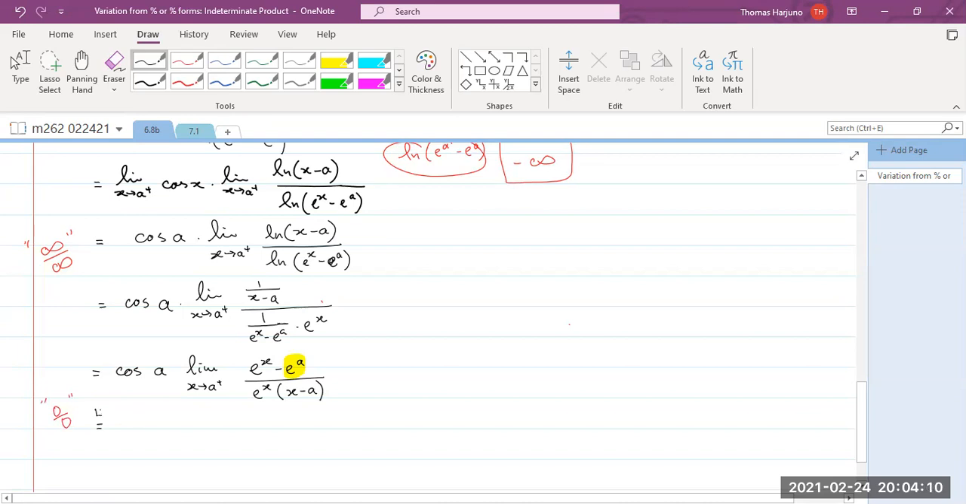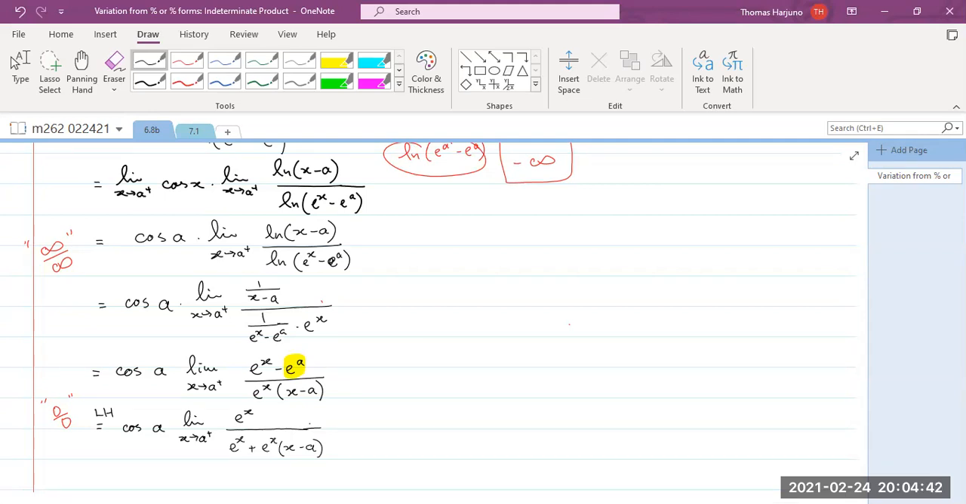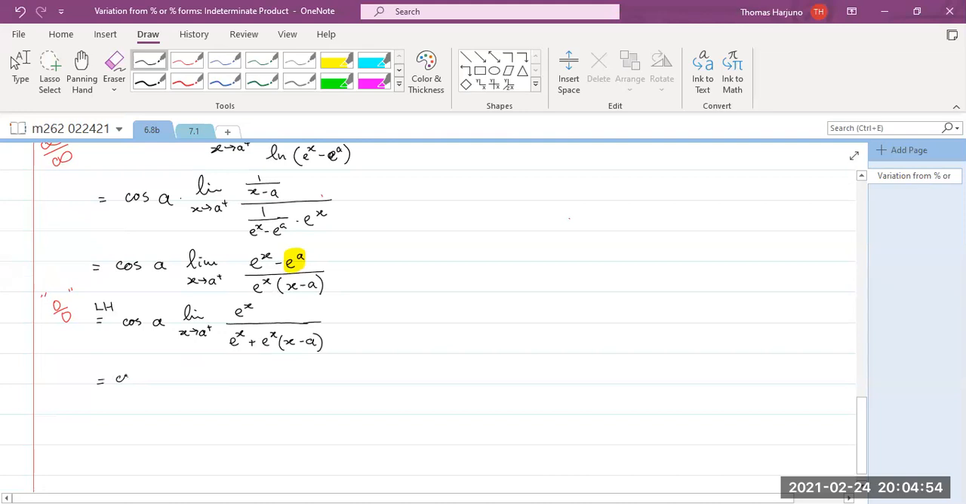So apply L'Hôpital's Rule again. I will get cosine a times the limit as x goes to a from the positive side. On the top, I get e to the x. At the bottom, I will get e to the x plus e to the x times x minus a. Which I can factor the e to the x and cancel. Cosine a times the limit as x goes to a positive of e to the x over e to the x times 1 plus x minus a.